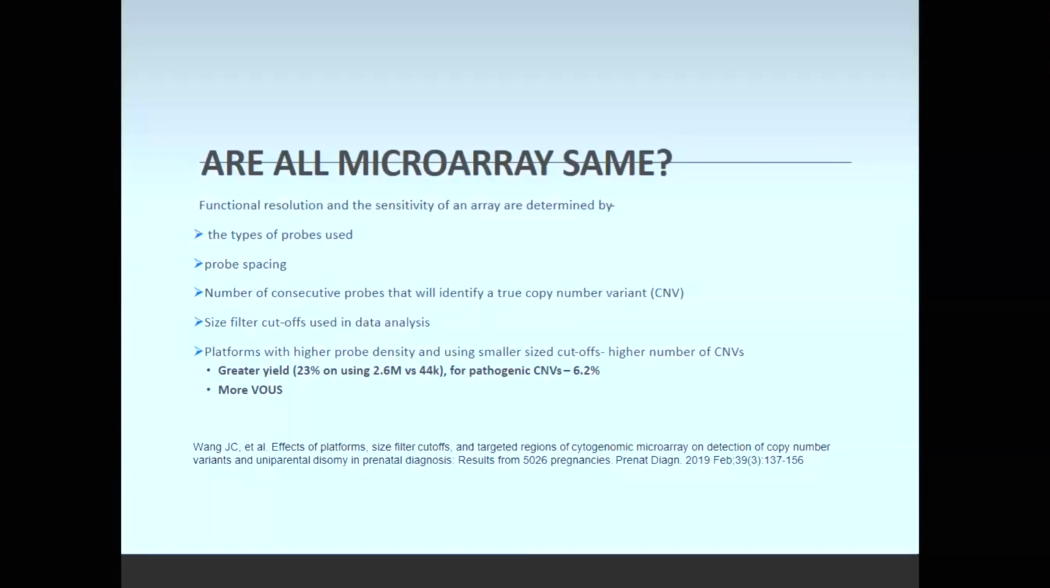There have been various studies, and this is a particular study by Wang et al., published in Prenatal Diagnosis. They compared the yield of different platforms. If we use 2.6 million probes versus 44K, the yield increases by 23%, but the yield for pathogenic and likely pathogenic CNVs increases by around 6% only. The rest are variants of uncertain significance. So if we increase the density of probes or decrease the size cutoff, we will end up with more variants of uncertain significance.